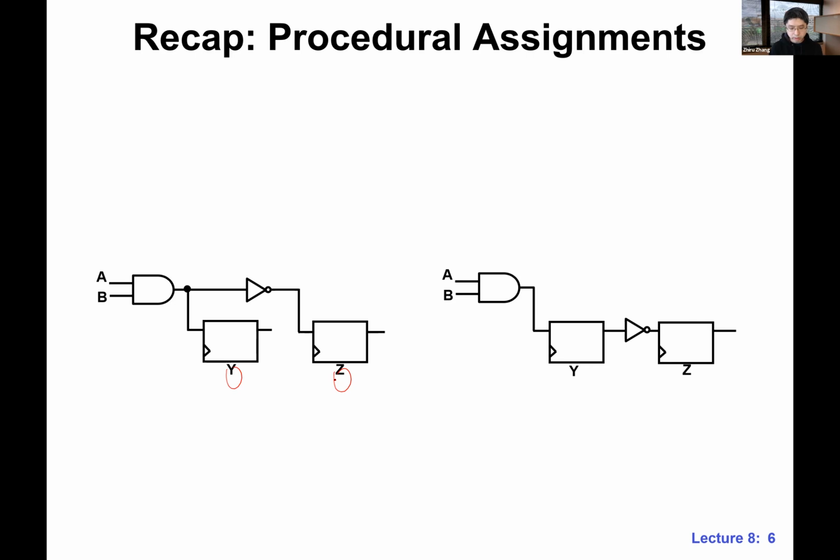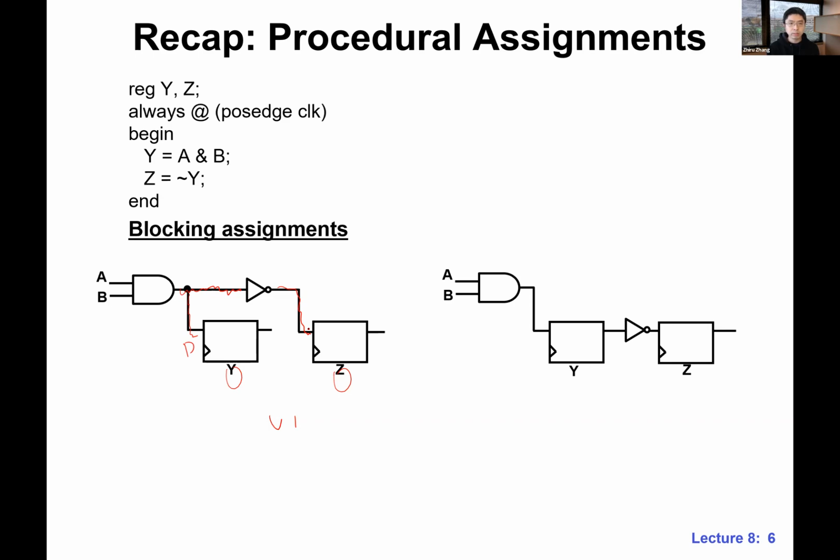Do you remember, for this version, over here we are using the input side of y. This is the D side of y, and then we invert it and connect it to z. So what kind of assignment do we use here? Blocking or non-blocking? Anyone remember? Blocking, very good. We use blocking assignment. Blocking is sort of combinational. Think of it this way, because the assignment is immediate, that's sort of combinational.